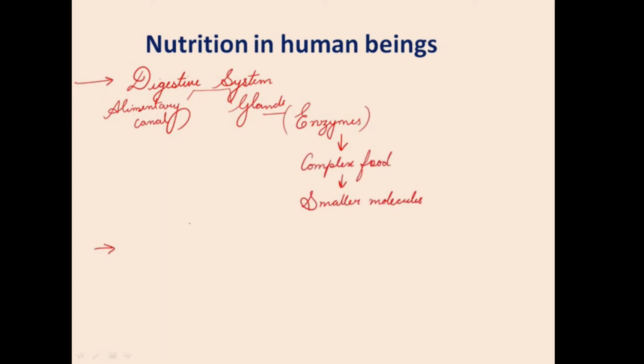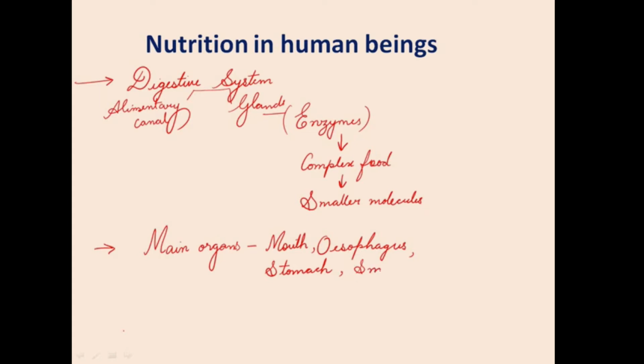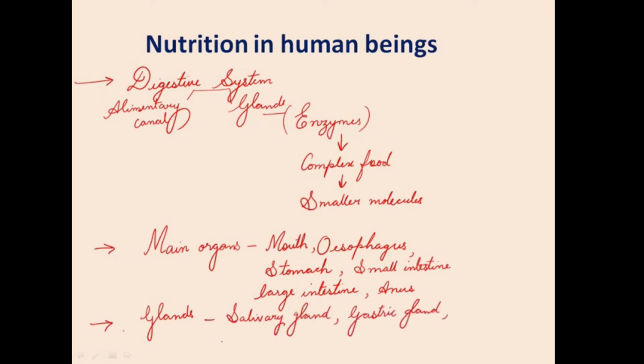Now let us understand what the main organs present in the human digestive system are. Digestion starts from the mouth. Inside the mouth we have teeth, tongue and even the salivary gland. Then the food passes through the esophagus and reaches the next organ, the stomach. From the stomach it goes to the small intestine, then to the large intestine and at last to the anus, where it goes out. Now what are the glands present in the digestive system? In the mouth, salivary gland. In the stomach, gastric gland, and also liver, pancreas and intestinal glands, which are present in the small intestine.